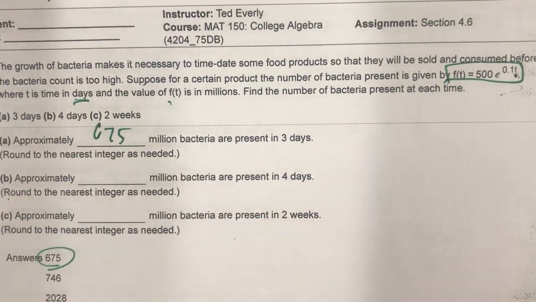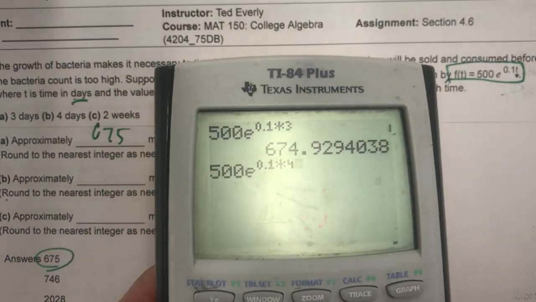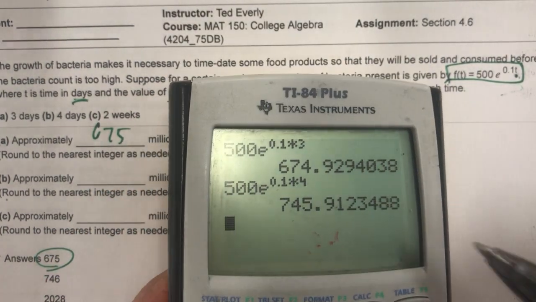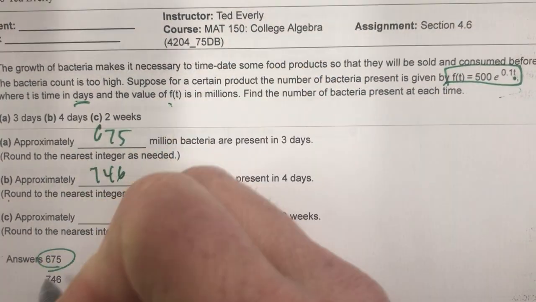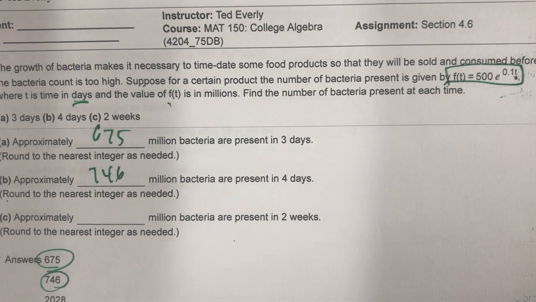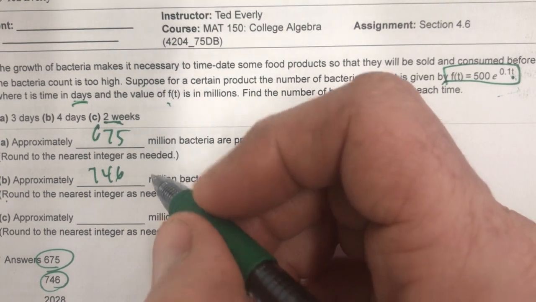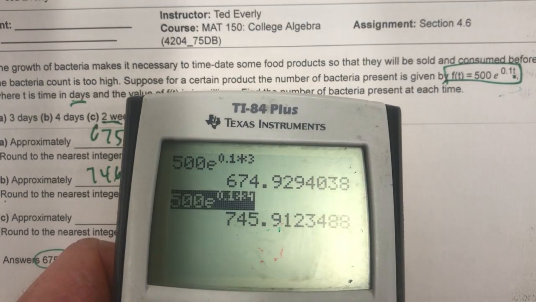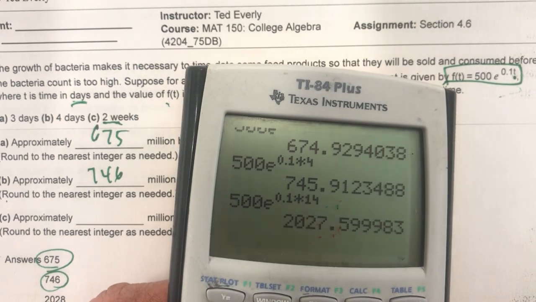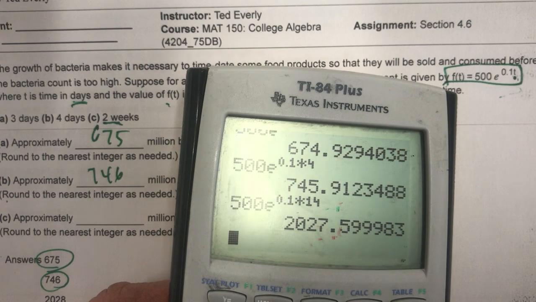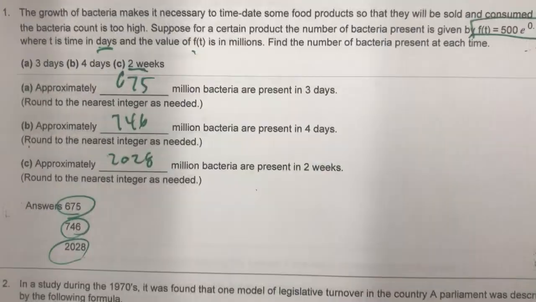Same thing here, 4 days. I'm going to type it in. I'm just going to go back to my original problem, type a 4 over the 3, and there you go, 745.9, which is 746. And we're looking good there too. The last one says 2 weeks, and there are 7 days in a week, so that's 14 days. So for my days up here, I'm just going to put 14. And I get 2027.59, which rounds up to 2028. And we got all 3 of those right, so we're in good shape.